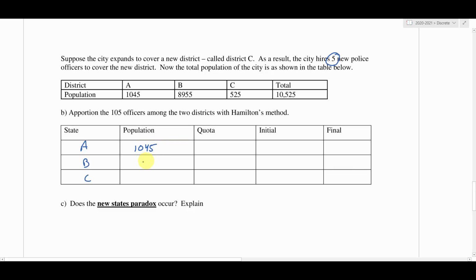The populations stay the same, and we have to recalculate our divisor. So when I add these up, we get 10,525, and I'm going to take that 10,525 and divide by the now 105 police officers that we have hired. So we should get a divisor of 100.2380. So we go through and we do our divisions, and we should get these quotas.